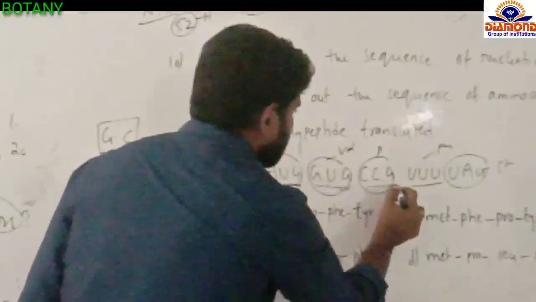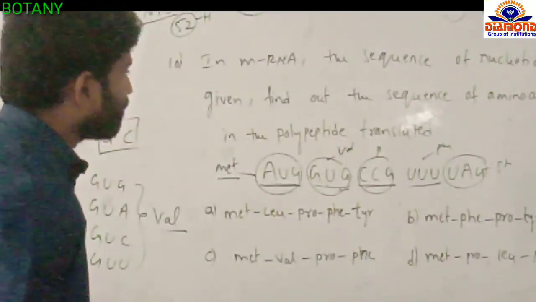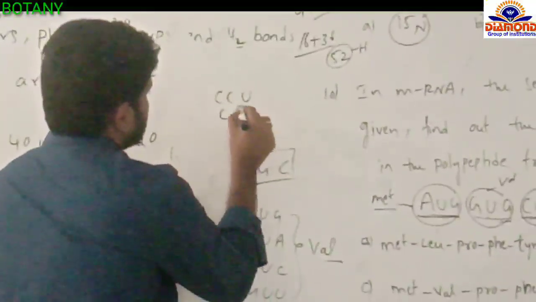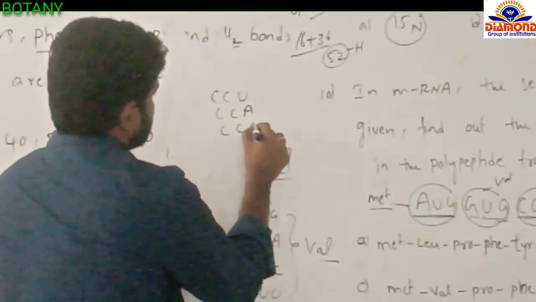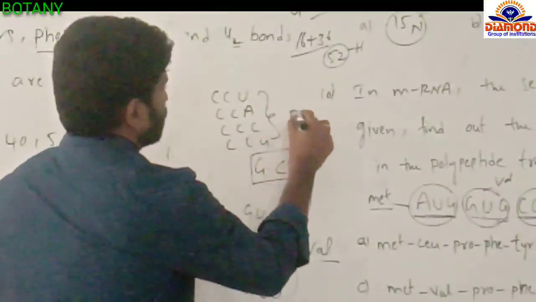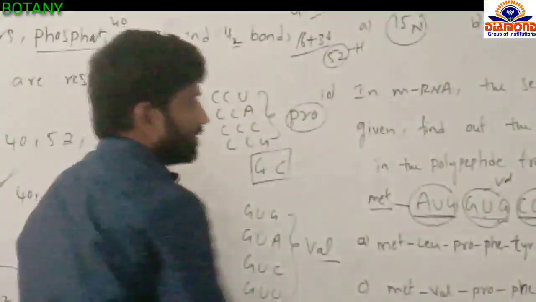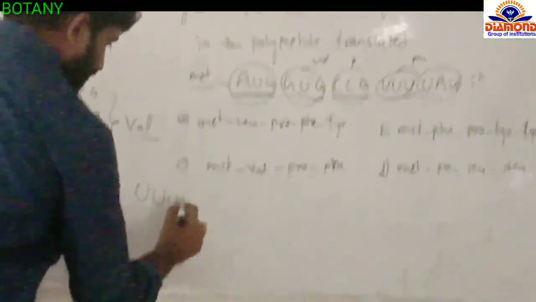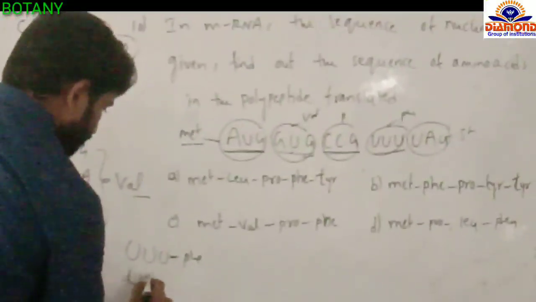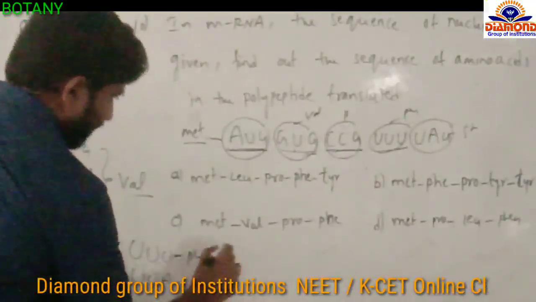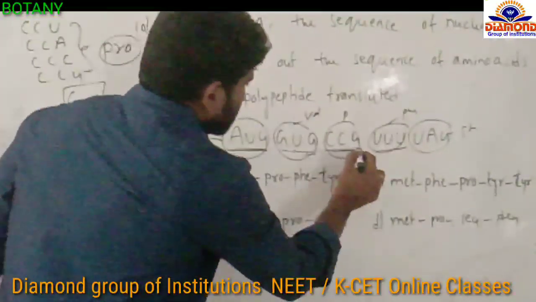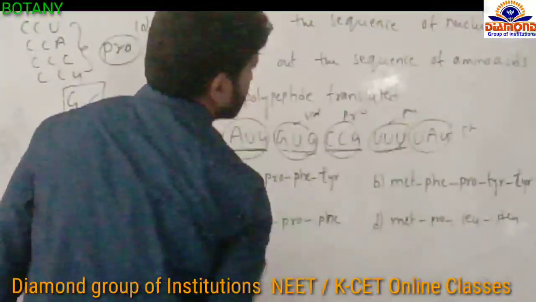In the same way, CCG can code the amino acid proline. The proline codons are CCU, CCA, CCC, CCG. These are the four codons coded by the amino acid proline. And coming to UUU, UUU encodes the amino acid phenylalanine, and UUA is also encoded by phenylalanine. So AUG is methionine, GUG is valine, CCG is proline, UUU is phenylalanine.